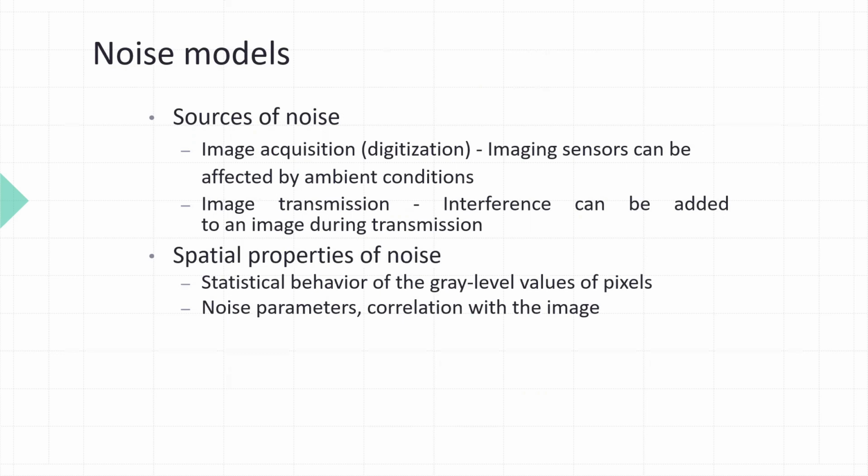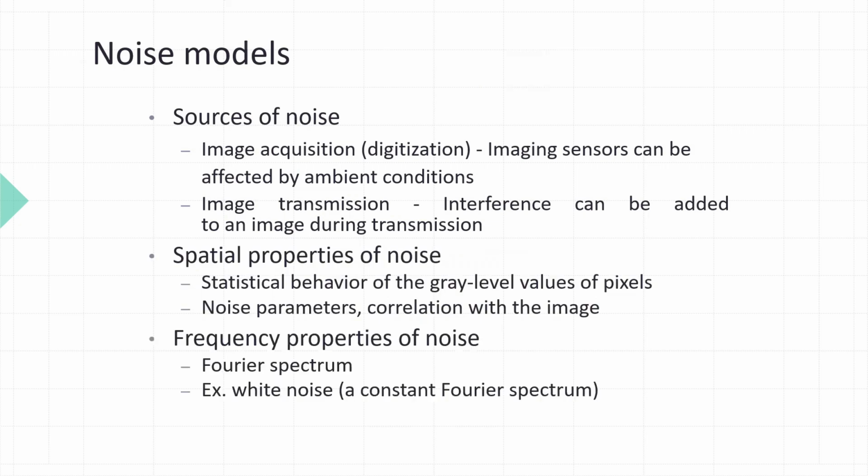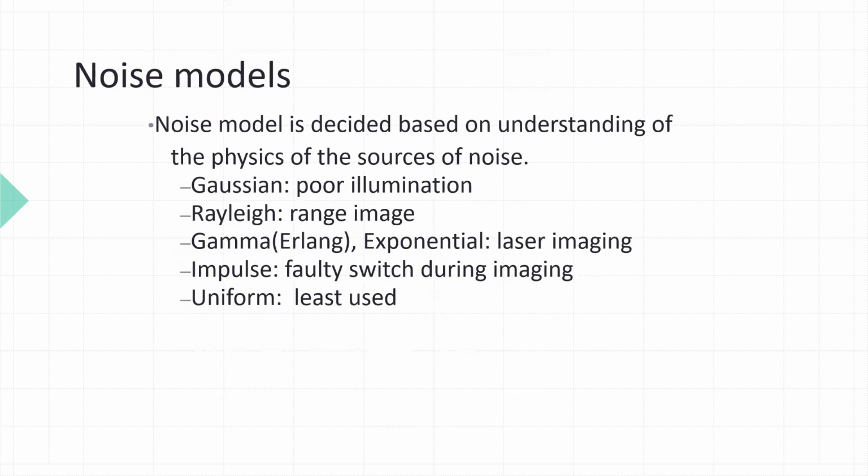What are the spatial properties? When it comes to spatial properties, if you take a gray level, its pixels, how they behave with respect to their values, that is what we call statistical behavior. Next, noise parameters, and their correlation with the image. Next one, frequency properties of noise. First of all, we have seen the spatial properties. Next, frequency properties. Here we depend upon the Fourier spectrum, meaning Fourier transform. The best example for this one is white noise, the best example among the noise models in frequency properties. Next, coming to the noise models, what are the types of noise models we have?